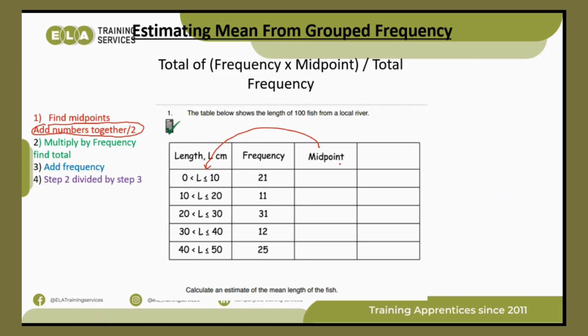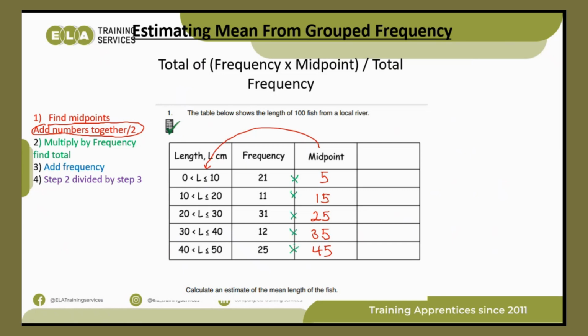So between 0 and 10 is 5, between 10 and 20 is 15, between 20 and 30 is 25, 30 and 40 is 35. Notice they'll go up in sets. 40 and 50 is 45. So now we've found our midpoints. What we now do is we multiply by the frequency to find the total. So we're now going to multiply all these numbers together.